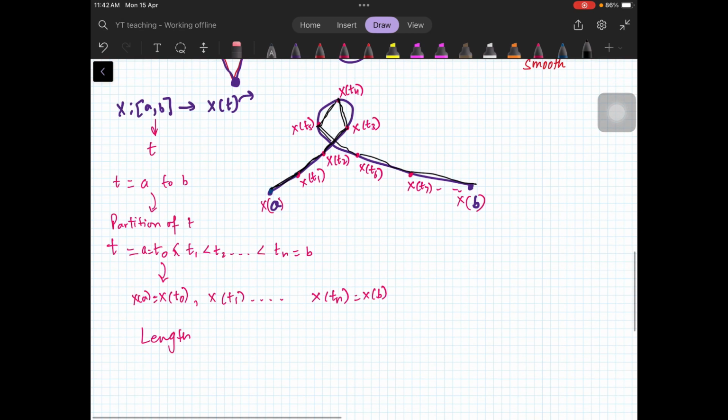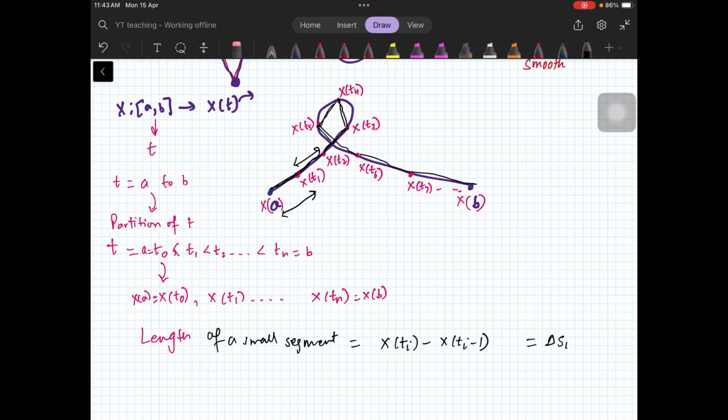So first look at the length of a small segment, and call it x of ti minus x of ti minus 1. Can you see? For example, this is x of t1 minus x of t0. Then the next length is x of t2 minus x of t1, and so on, right? And you call it delta si, the length of a small portion.